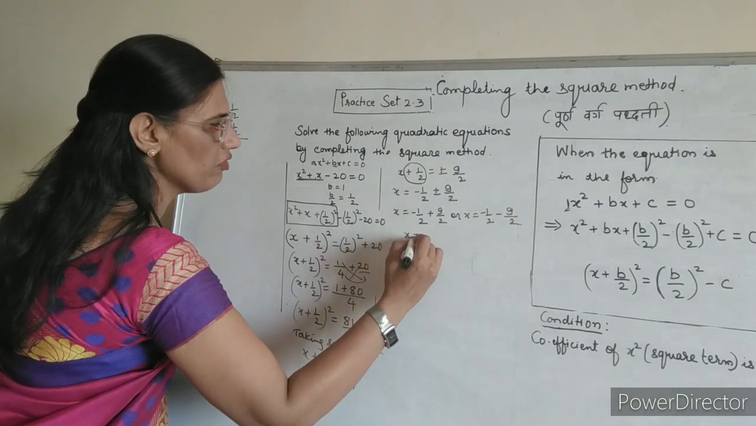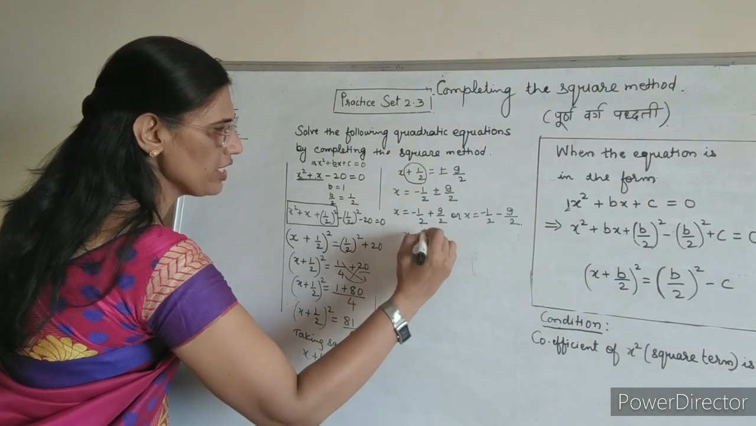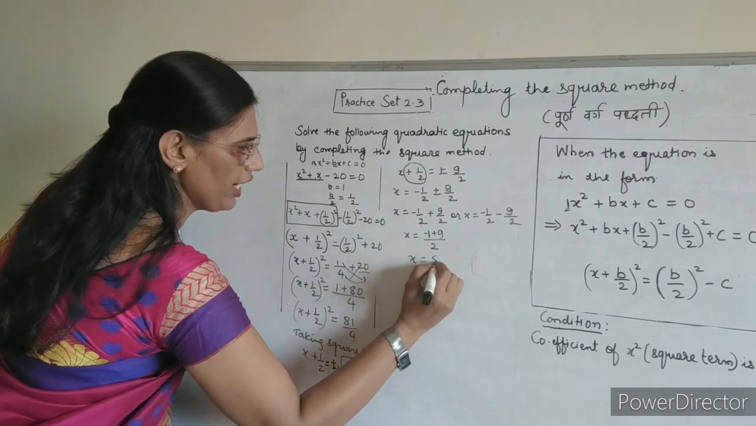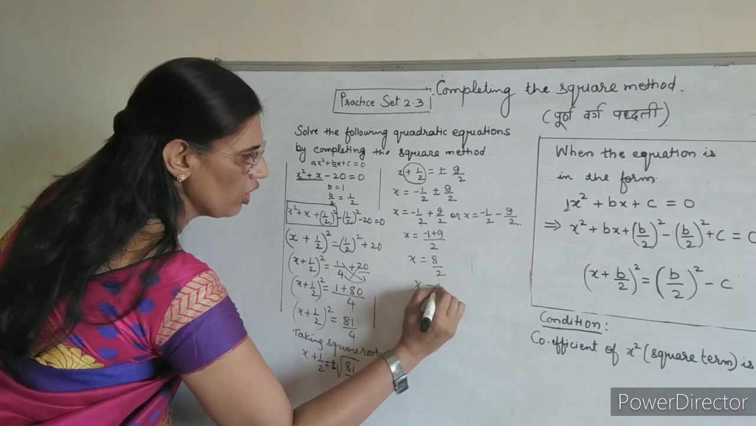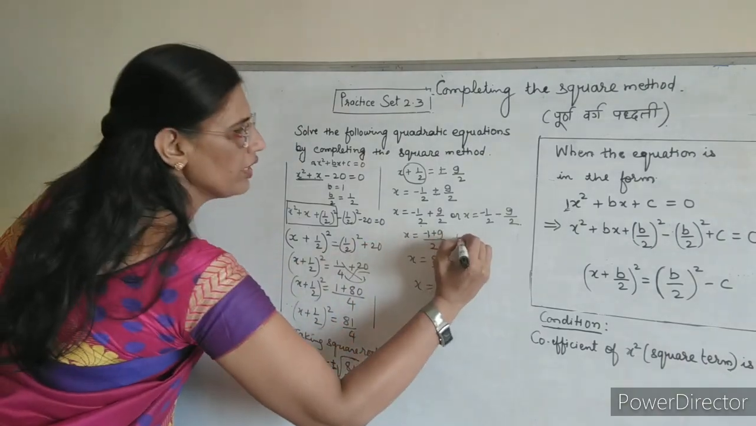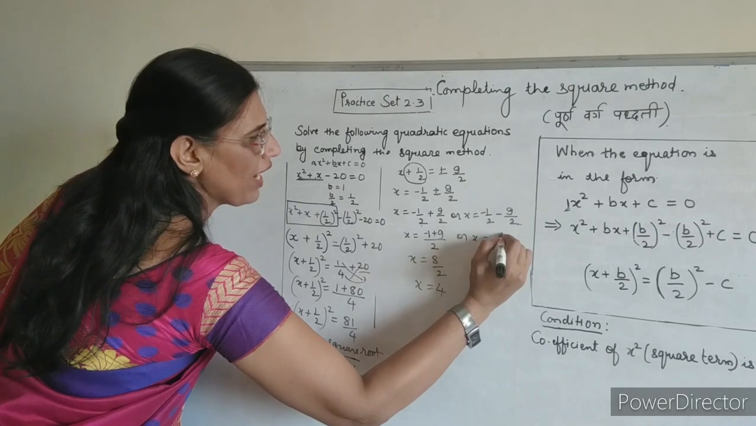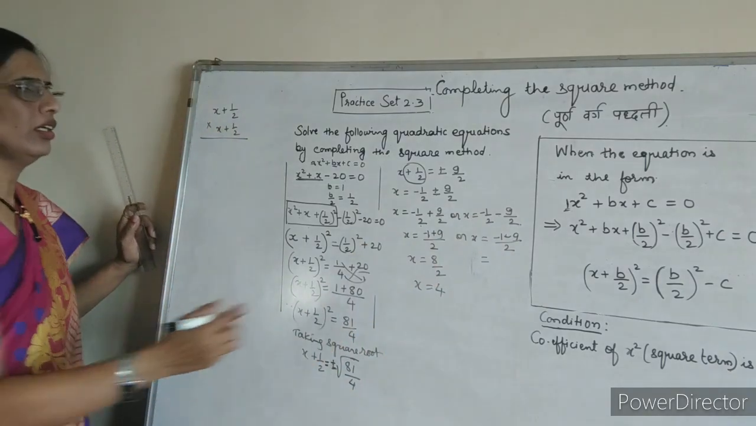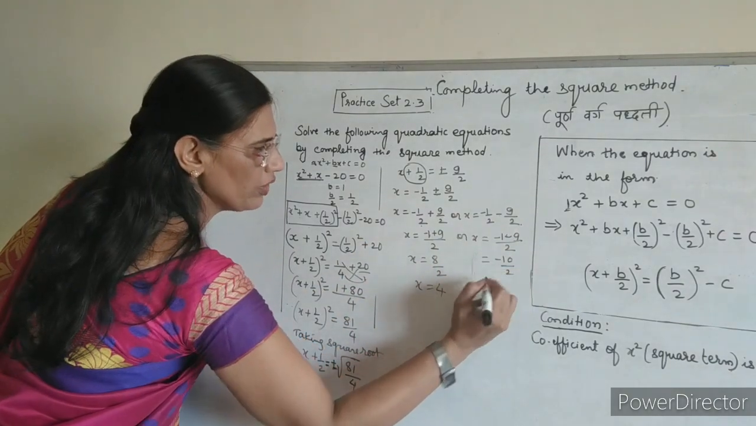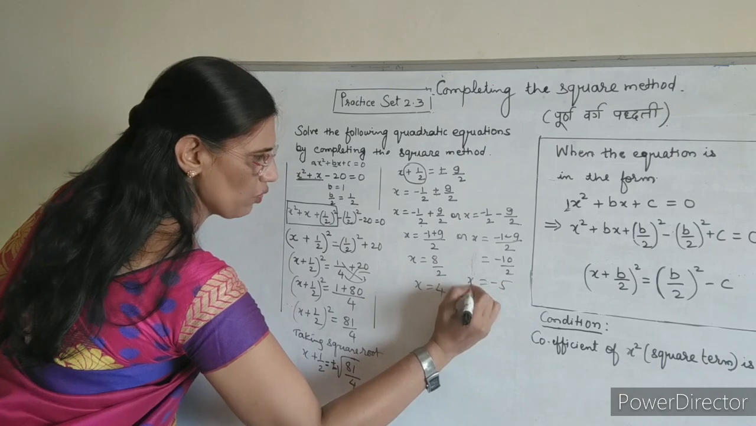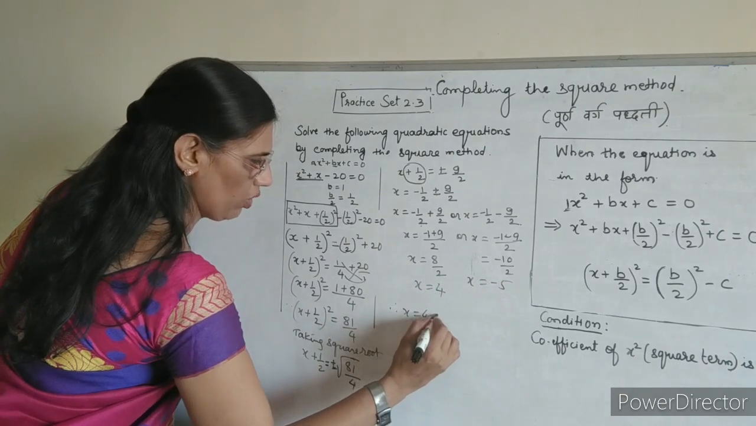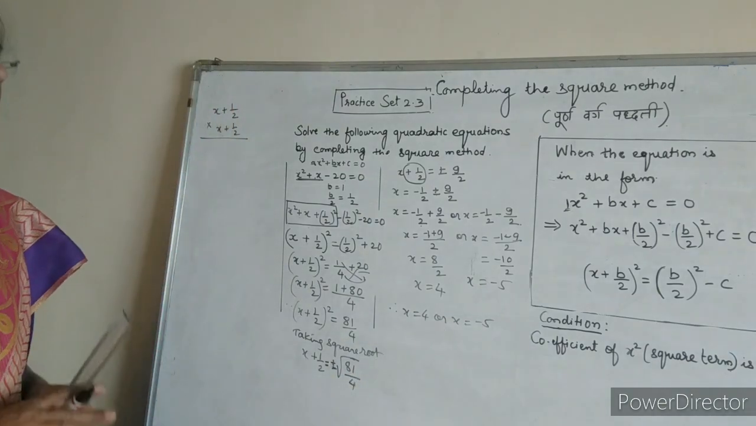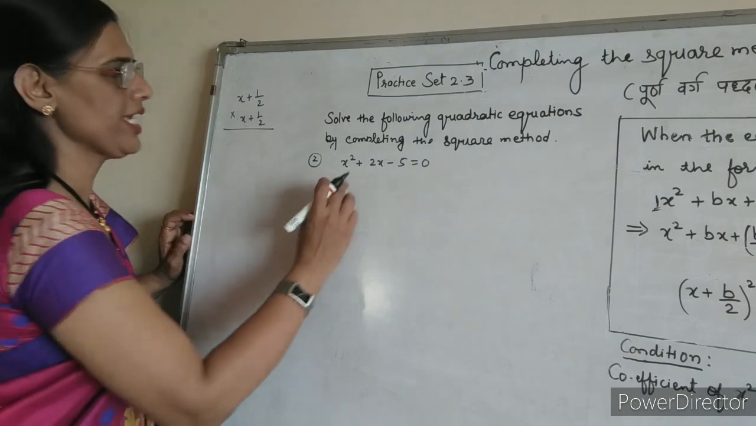Now, we get x is equal to, since denominator is same, we will add this and we get 8 upon 2. 8 upon 2 is what? 4. And now solve this. x is equal to minus 1 minus 9. Since denominators are same, you can directly subtract. We get negative 10 upon 2, that is minus 5. So we get x is equal to 4 or x is equal to minus 5 are the roots of given quadratic equation. Let us solve next example.